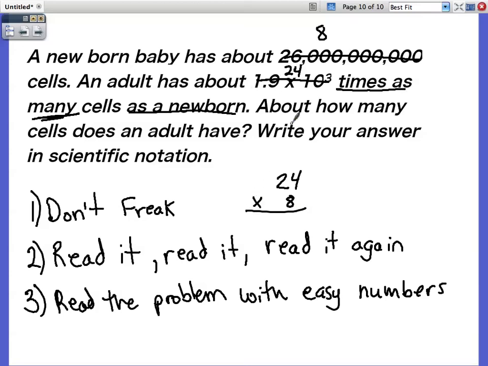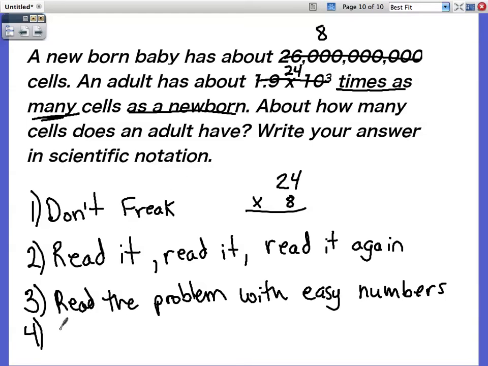It's that easy. Once you replace the numbers in the problem with easy numbers, figure out what you would do. In this case, we would multiply. And it makes sense when the numbers are easier because we want to know how many times more the adult has than the newborn, and the only way to figure that out is to multiply, right?